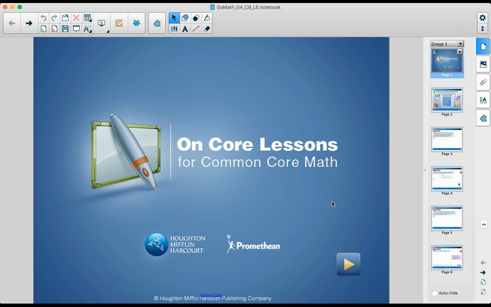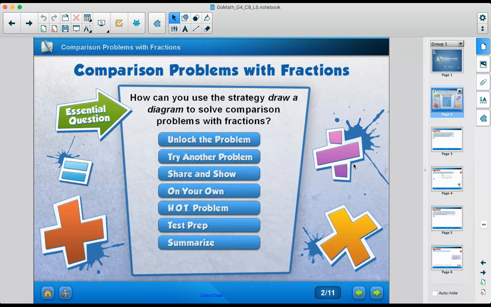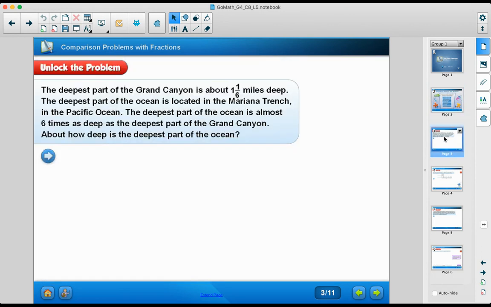Today we will be working in our Go Math book, lesson 8.5. This lesson is on page 481. Our essential question is, how can you use this strategy, draw a diagram, to solve comparison problems with fractions? Okay, you should be open to page 481.